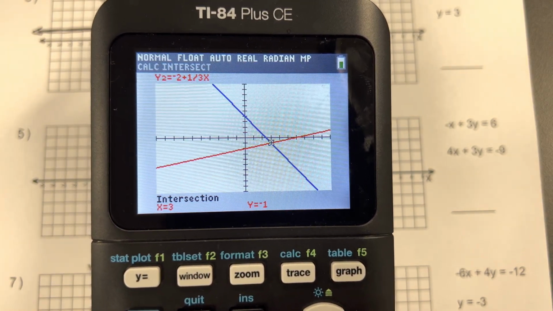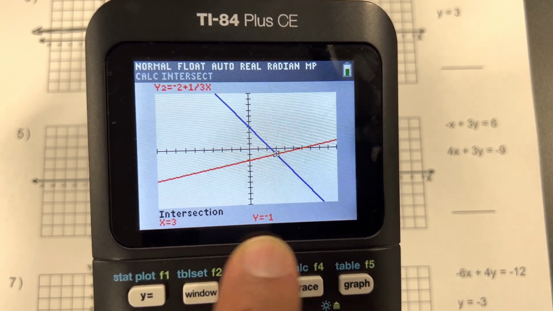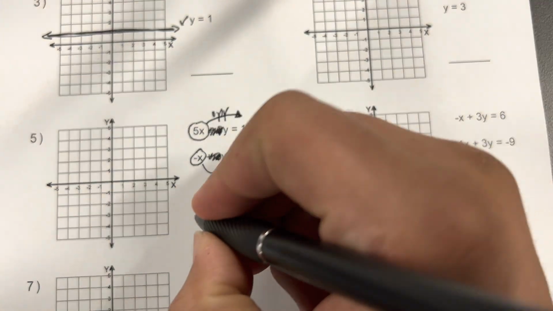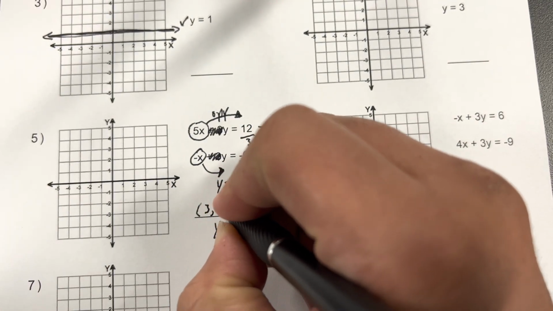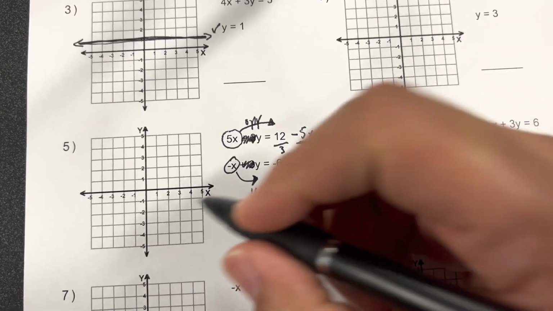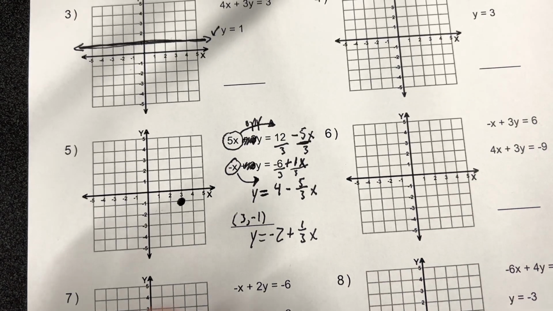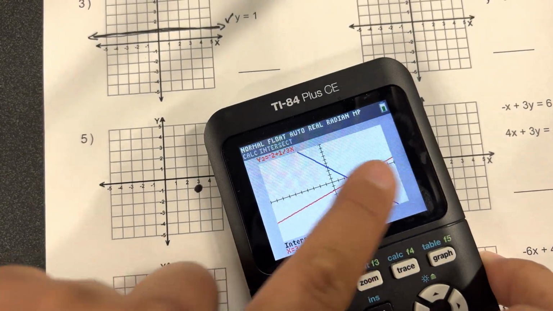1, 2, 3. So right here, guys, we have the intersection. My answer is 3, -1. All right, so 3, -1. So the way this works, I got 3, -1. That's my answer. But I do have to draw my lines.